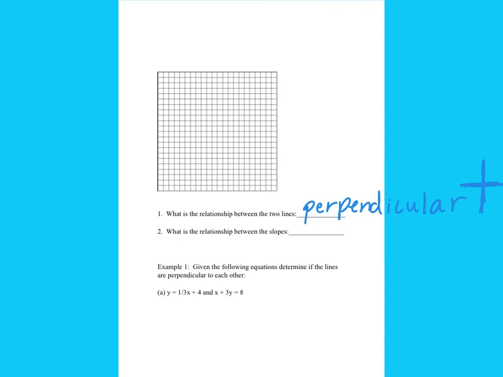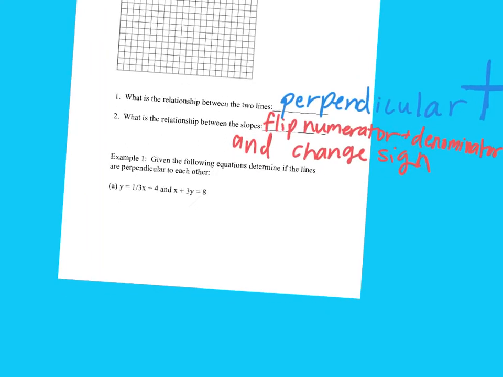What is the relationship between the slopes? They're flipped, okay? So flip the numerator and denominator. Anything else you notice? Sign. And change the sign. So one will be negative, one will be positive. Why? Because that's what gets them to intersect. I thought we just put same and different. It is going to be different, but we just have to tell how it's going to be different. If it's the same, we don't have to tell why.